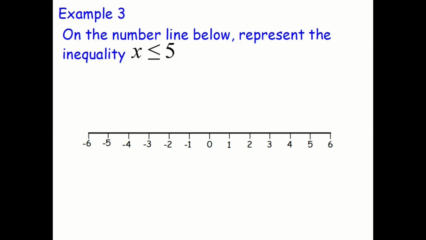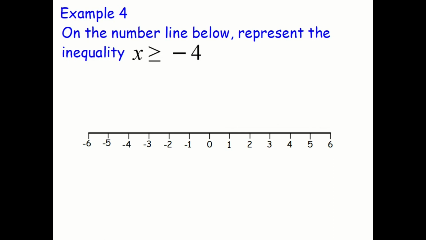On the number line below, represent the inequality x is less than or equal to 5. If it's less than or equal to 5, we colour in this dot to indicate that it is less than or equal to the 5. Okay, you've put it on the 5, directly on the 5. But it's less than or equal to, so it's less than or equal to 5. So it could be any of those values.